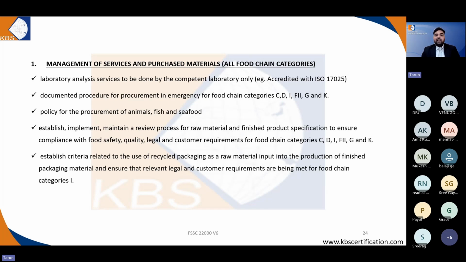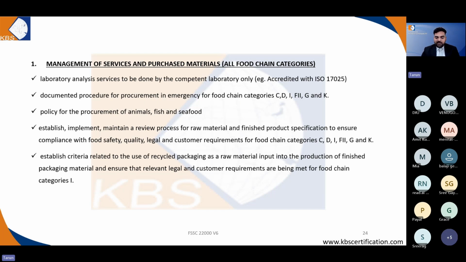Okay, this supplier management is not just collecting their evidences and all. This is something where you will go for laboratory analysis, and you will identify documented procedures. Okay, policies for procurement of animal, fish, seafood. So in this category you will have a specific control for a specific supplier. There must not be the same type of controls for all the suppliers.